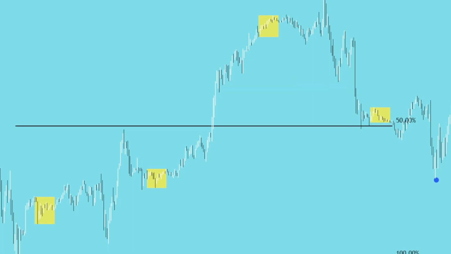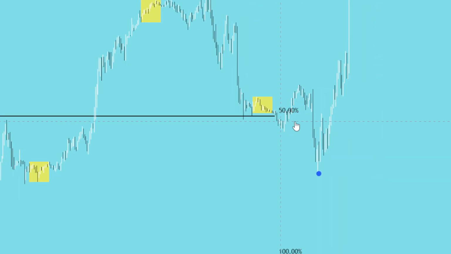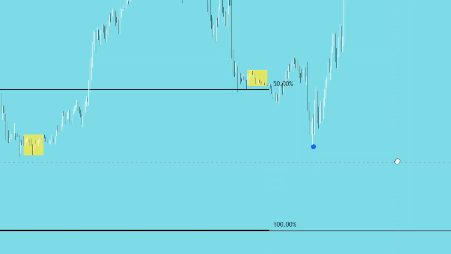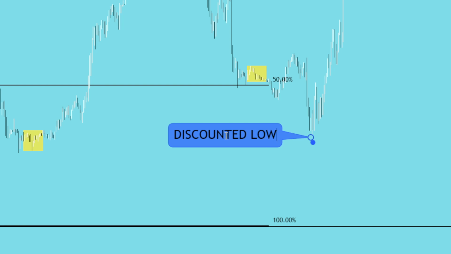From here, we understand price has given us a discount. This is our equilibrium, the 50% level. We see that price has dipped down into the discount, so we have our discounted low. The M15 discounted low right here has been achieved.